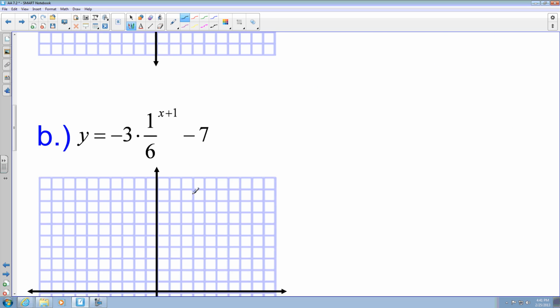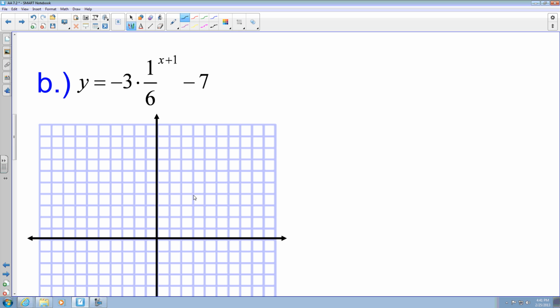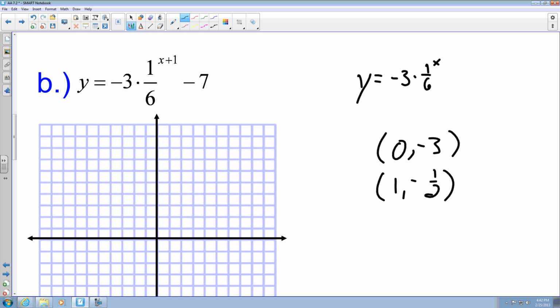Okay, another one. Again, all I want to do first is plot the points as if y would equal -3 times 1/6 to the x power. I'm not concerned with that +1 or that -7 yet. All I want to know is these points here. So I'm going to find my 0, a, which is -3. Then I have 1, a times b, which gives me -1/2. And then my -1, over a times 1 over b, which would make that -18.